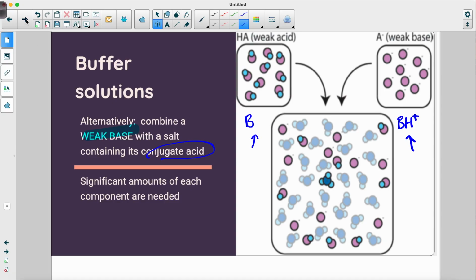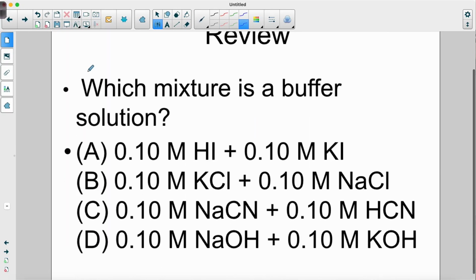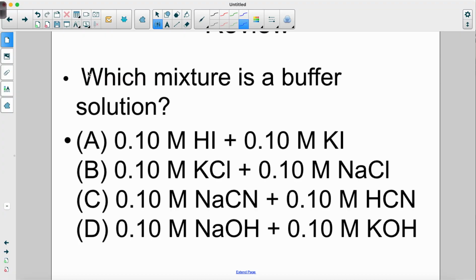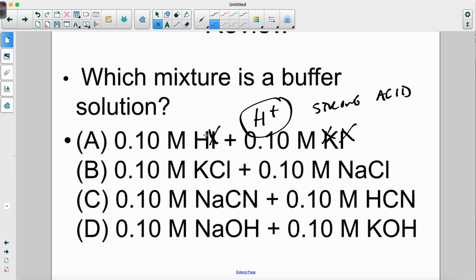Now, we talk about how to spot a buffer solution. You already kind of know how to spot a buffer solution because you know the spectator ions. What you do to figure out if it's a weak acid and its conjugate base is cross out the spectator ions. So look at A. Cross out I, cross out K, cross out I. The only thing I have left is H+, which makes that a strong acid solution. Because in order to have a buffer, you have to have a weak acid and its conjugate. There's only H+ there, which just comes from a strong acid.